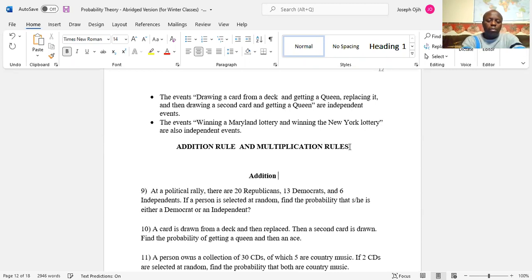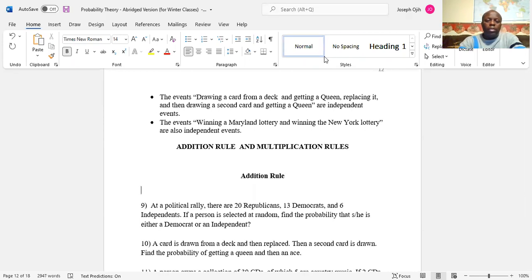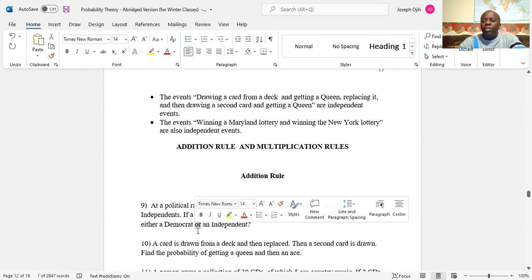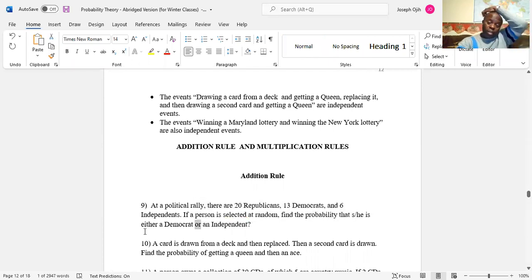Addition rule. For the addition rule, probably the key word is "or." You can see this word here: or. That's the key word for it. That's how you usually know, when you see "or," that you will use the addition rule.